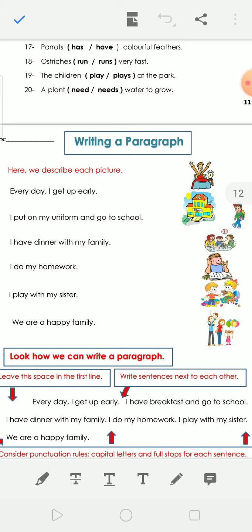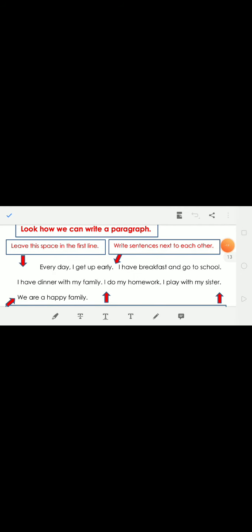So here we describe these pictures with separate sentences, but they are not a paragraph. So how can we use these sentences to write a good paragraph? Move to this part in your booklet, please. Look how we can write a paragraph.